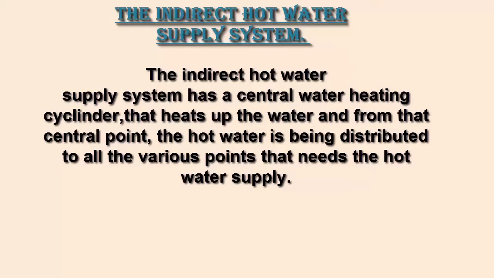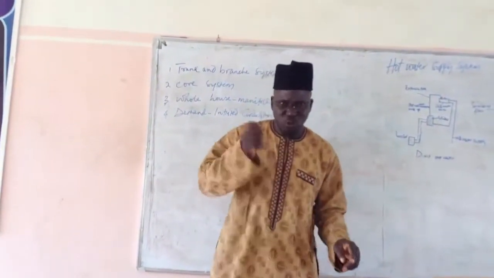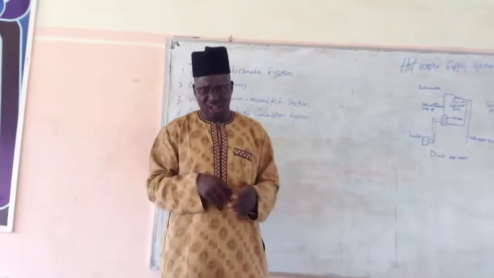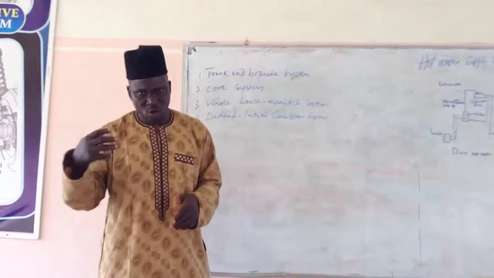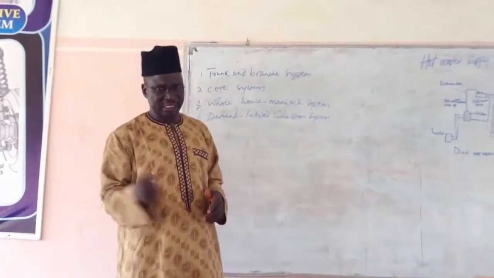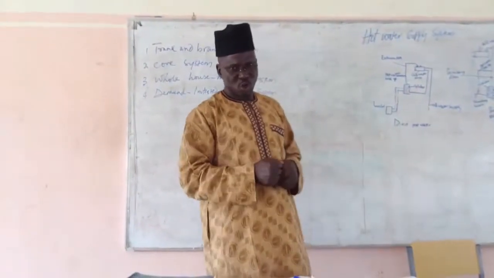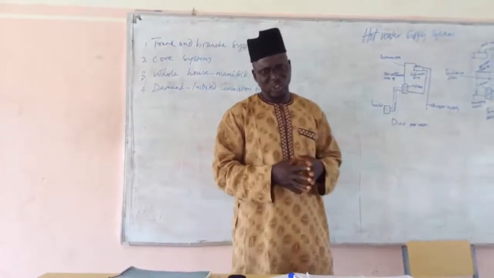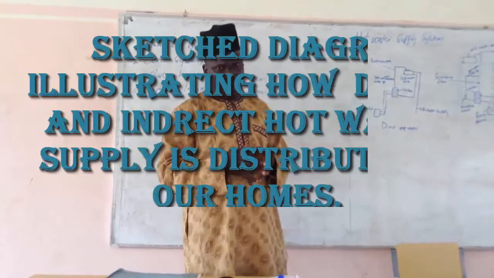Let's now have a look. You now see the difference. This one has a heater, heating directly. This one has a central heating point and now distributes the hot water to those various points. That is what makes it an indirect hot water supply system. Having had the difference between the two, we shall now go to see a diagram differentiating the two systems of hot water supply in our home.